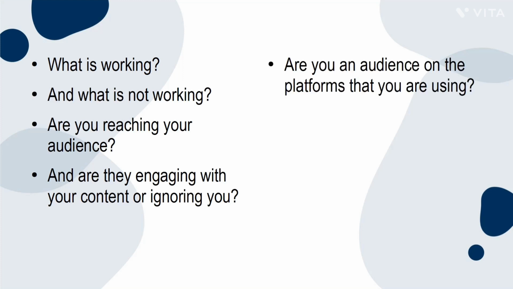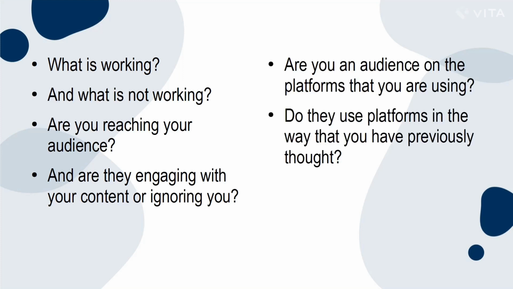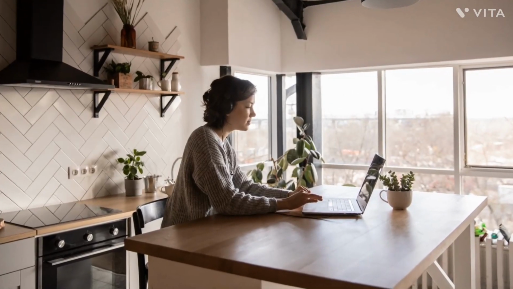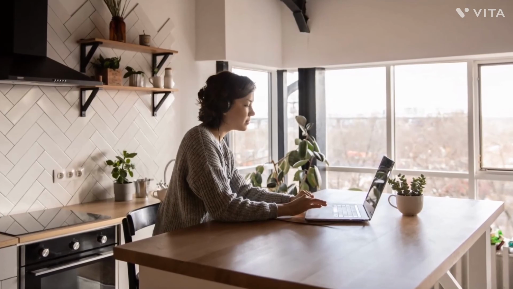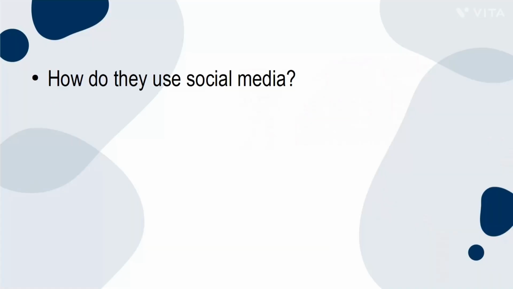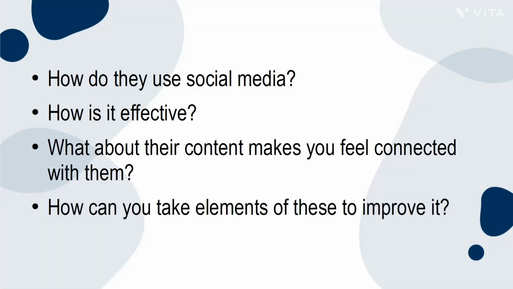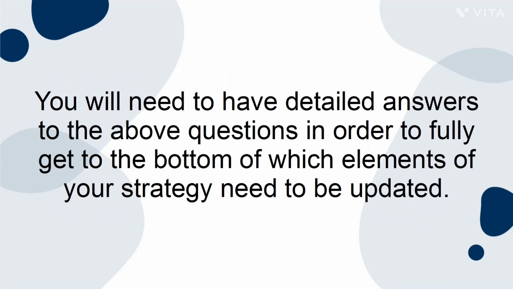Is your audience on the platforms that you are using? Do they use platforms in the way that you have previously thought? How is your competition doing? You should also spend some time looking at your competition as well as your favorite brands. How do they use social media? How is it effective? What about their content makes you feel connected with them? How can you take elements of these to improve yours? You'll need to have detailed answers to the above questions in order to fully get to the bottom of which elements of your strategy need to be updated.